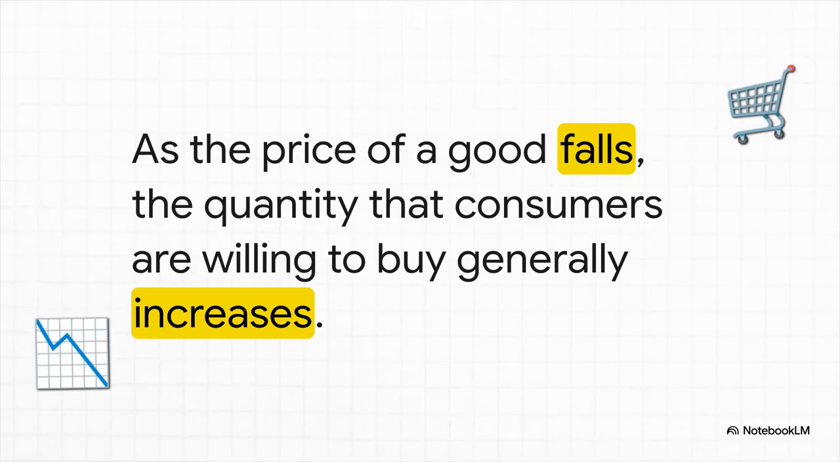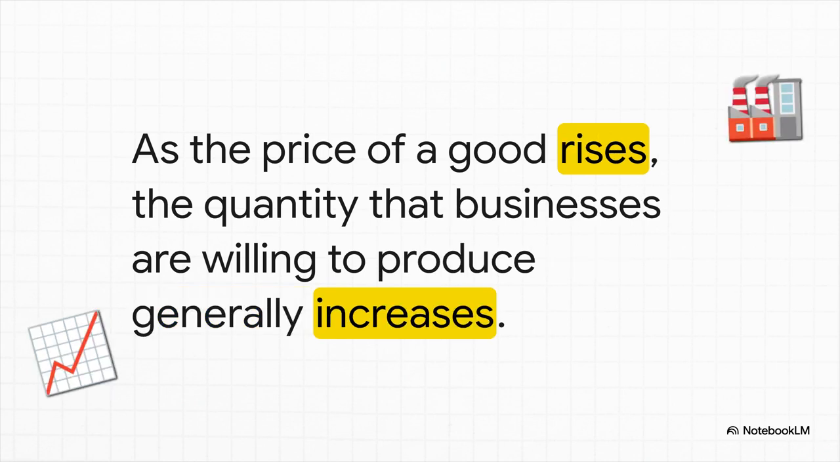First up, we have the law of demand. And honestly, this is something you already know intuitively. It's simple. When the price of something goes down, people are usually willing to buy more of it, right? This basic idea, this relationship between price and how much people want something, is a cornerstone of how all markets function. And then you've got the other side of that coin, the law of supply.